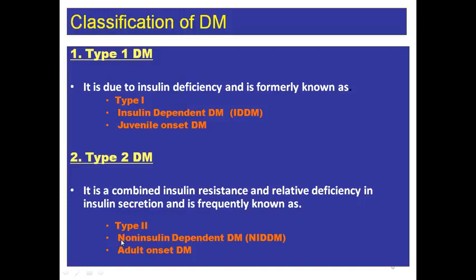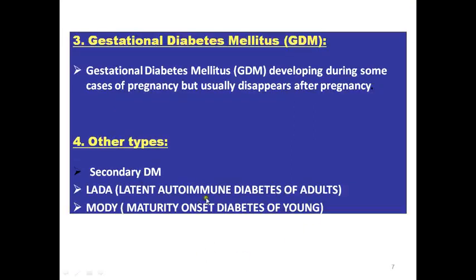Previously, the name given to it was non-insulin dependent diabetes mellitus, because it was the one being treated by oral hypoglycemic drugs at that time. Or, in the very beginning, it was named adult onset diabetes because it was thought to be a disease of adults. But now, with the obesity pandemic, we know that type 2 diabetes can be seen in children as young as 2 to 3 years old. Then we have gestational diabetes, which develops during some cases of pregnancy and disappears after pregnancy.